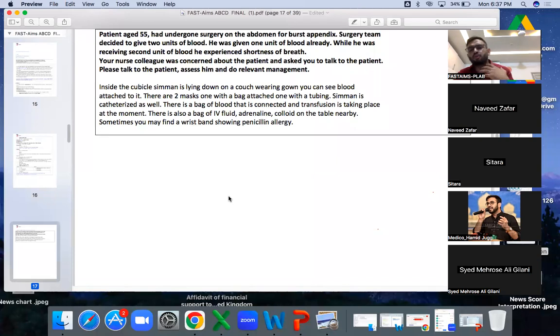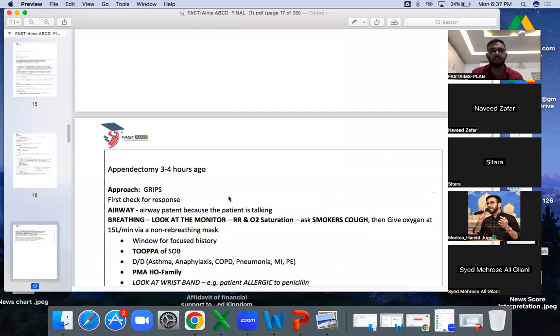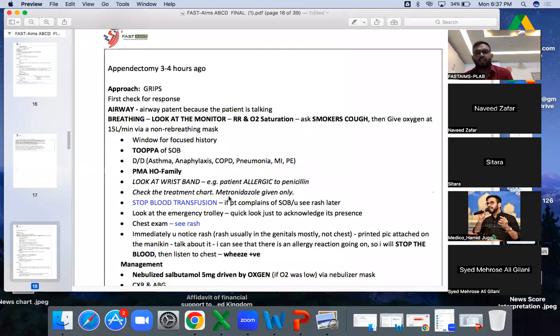I don't want to make you robotic. I want you to learn the insight. They can change the scenario, and we don't mind. Even if the scenario changes, we should have our approach. Again, ABC. We will see whether the patient is conscious or not. The patient is talking, so the airway is patent. Similarly, looking at the monitor, oxygen saturation is low. We will not change the approach. Similarly, we'll go on.